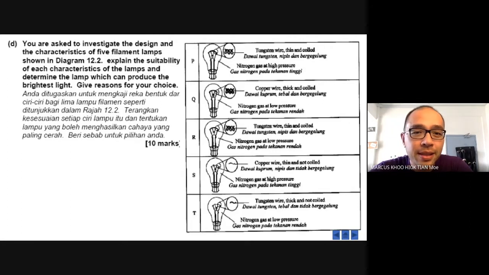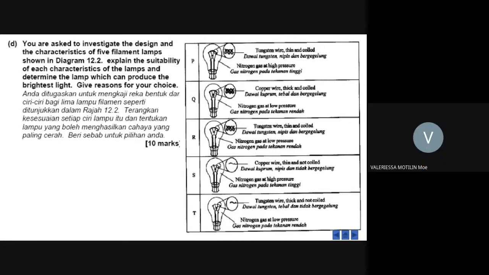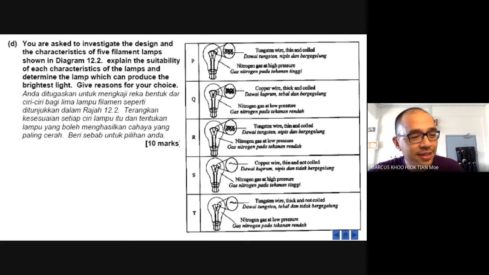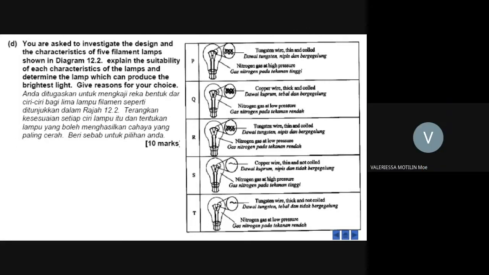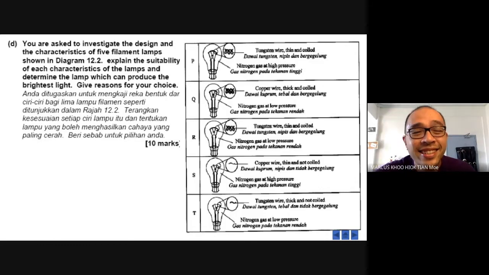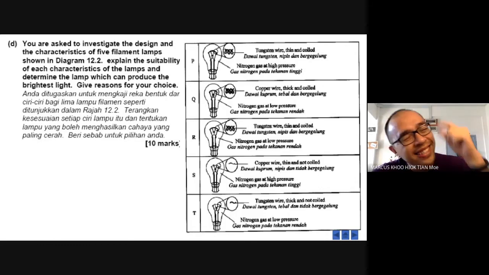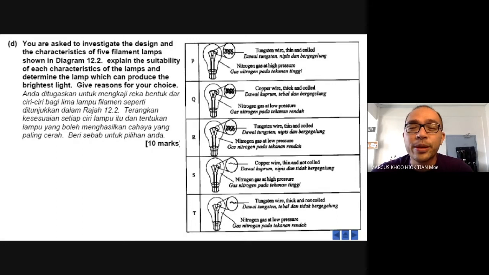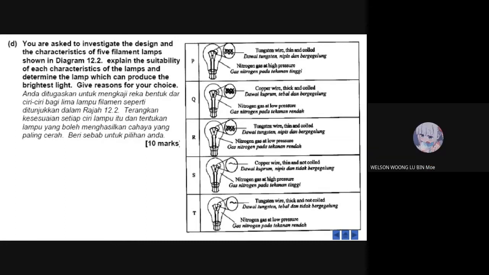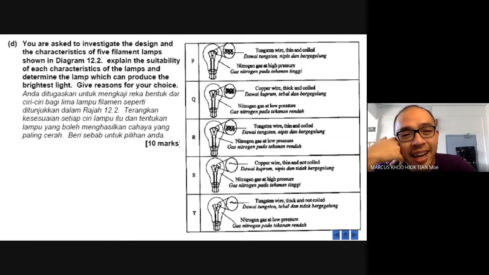Thin. Why thin? More resistant. Okay, high resistance. Okay, coil or not coil? Coil. Why coil? High resistance. Not high heat or high heat energy. Okay, this is the good question.